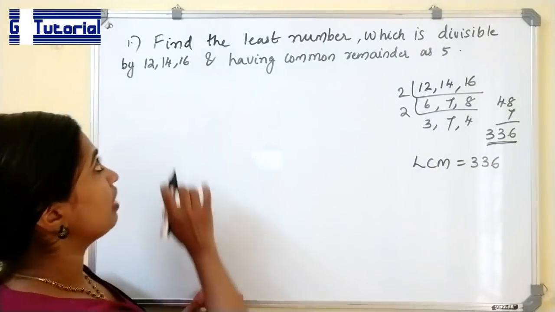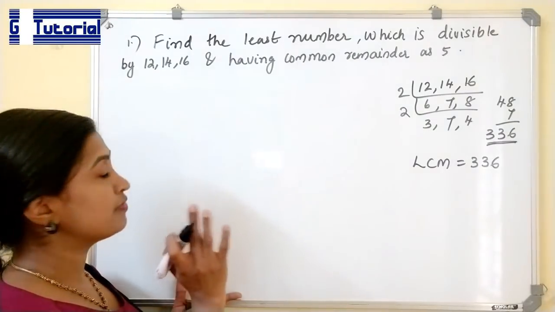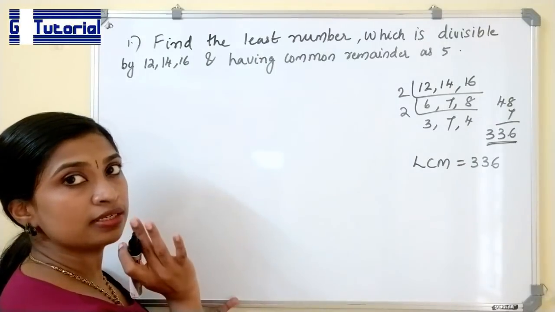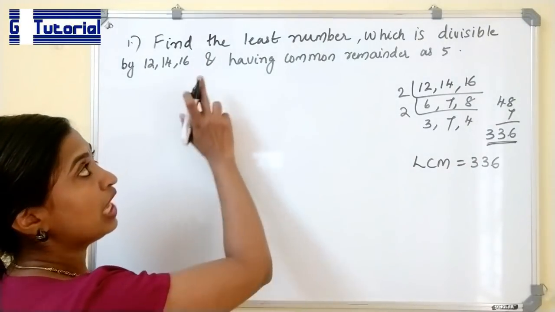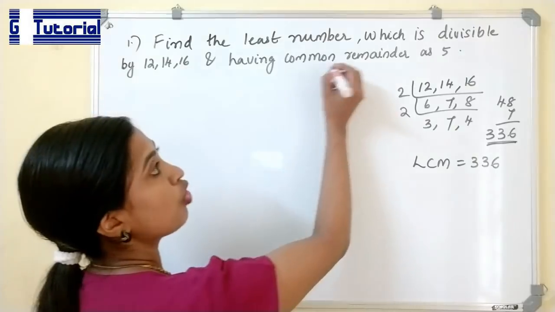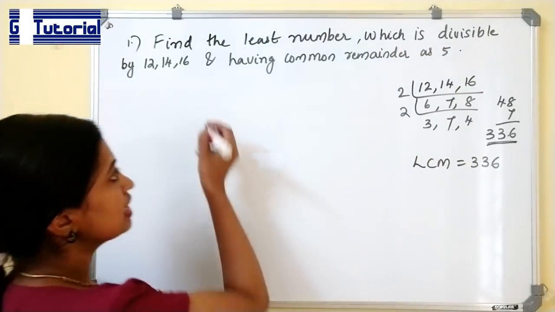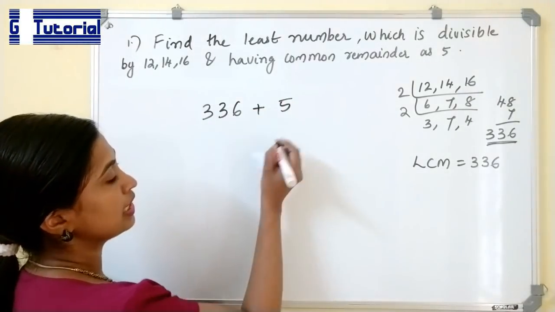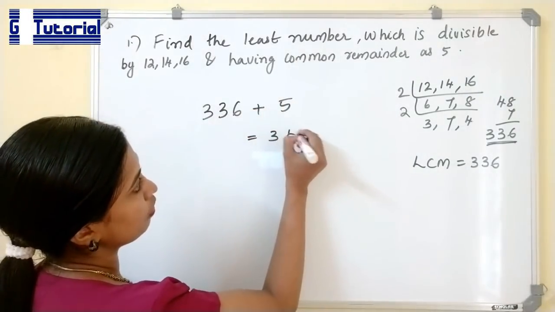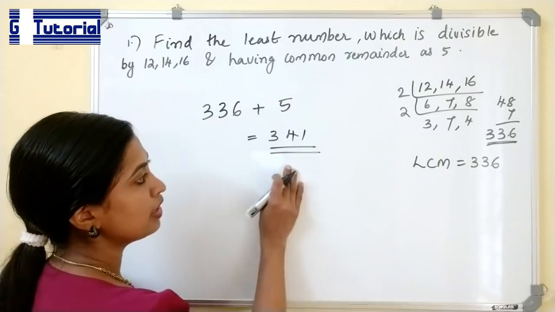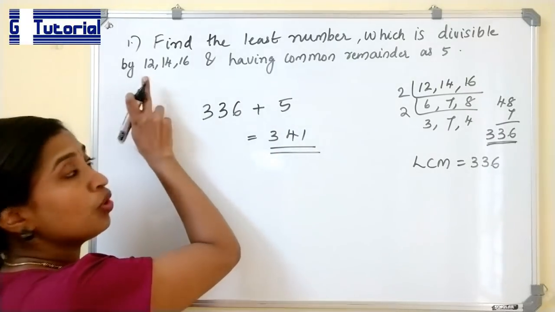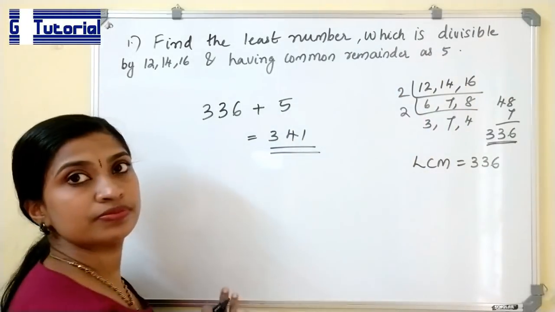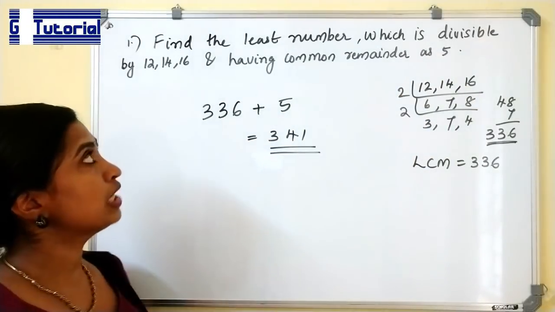336 is the number that divides 12 completely. That is, we will get remainder 0 when we divide it by 12 or 14 or 16. But in this case, we have to find the number which gives a common remainder 5. That is, 336 plus 5 is the number, which is equal to 341. 341 is the number which on dividing by 12 or 14 or 16 gives a remainder of 5. So, this is the answer to the above problem.